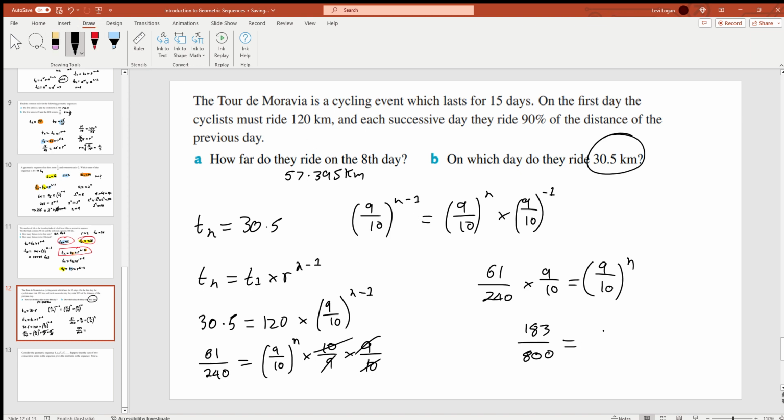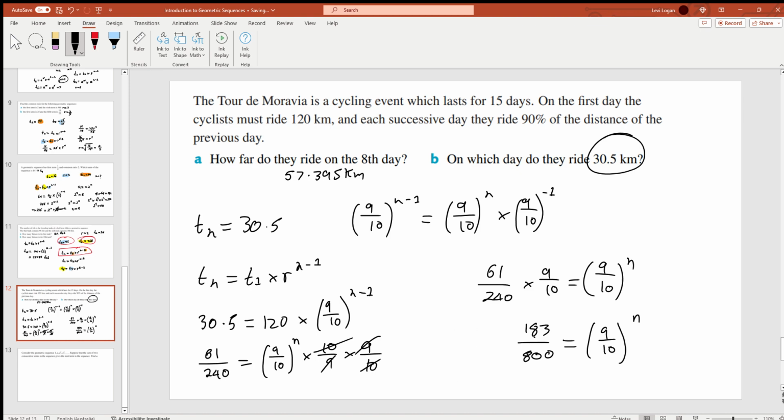I don't think I'm going to be able to work this out without doing logs now, mainly because that ratio won't really work out. So what we can do is work it out using logs. So we can go natural log of 183 over 800 divided by natural log of 9 over 10, which gives me n equals that.